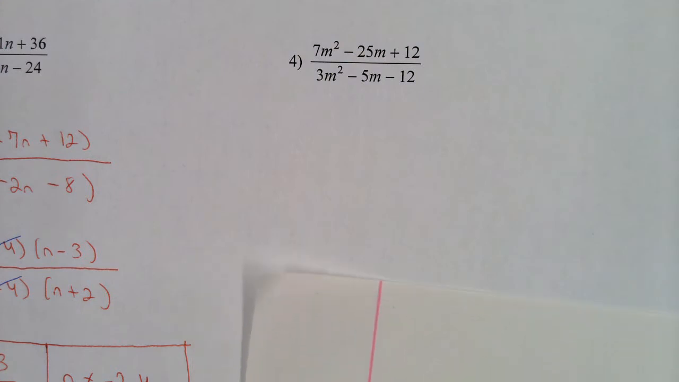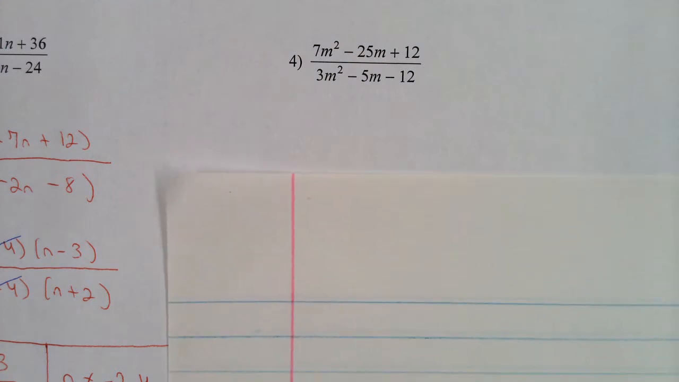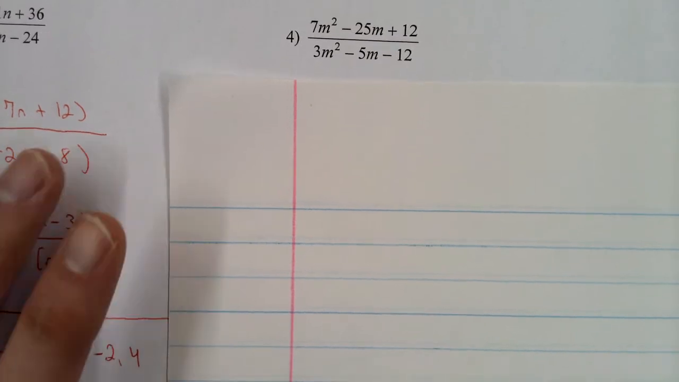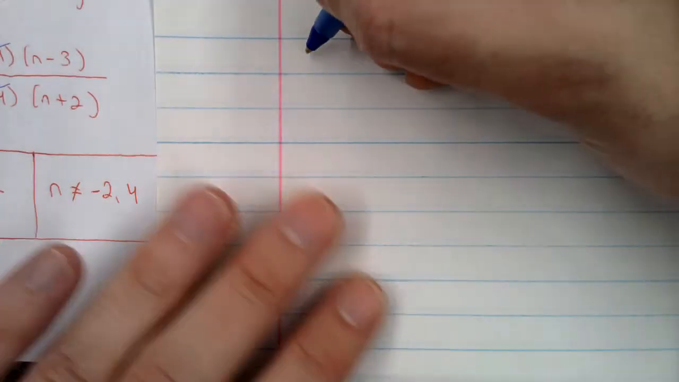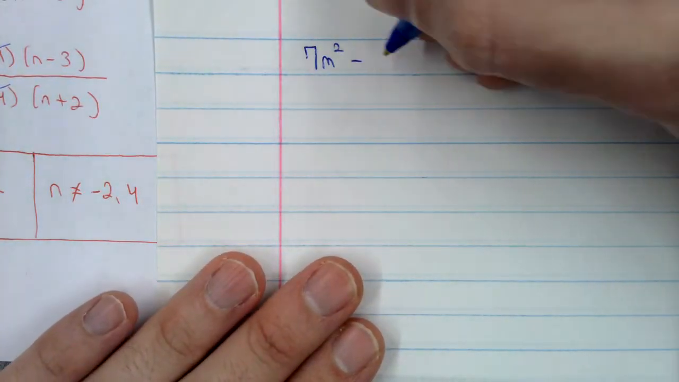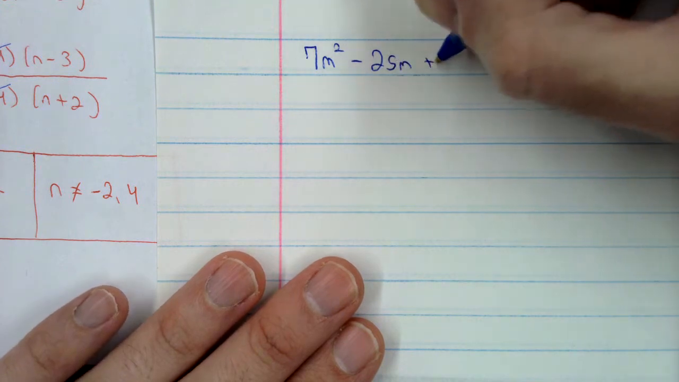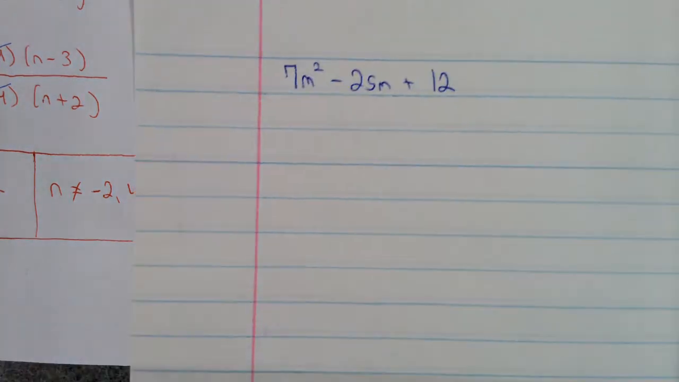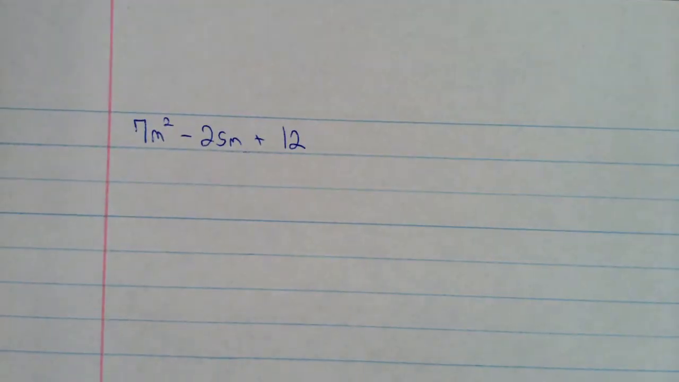7m squared minus 25m plus 12. Let's factor the numerator first. I'm just doing this so I have more room. I'm doing it off to the side. First, you're going to do 7 times 12, right? That's 84. Now, you need two numbers that multiply to 84 and add to negative 25.